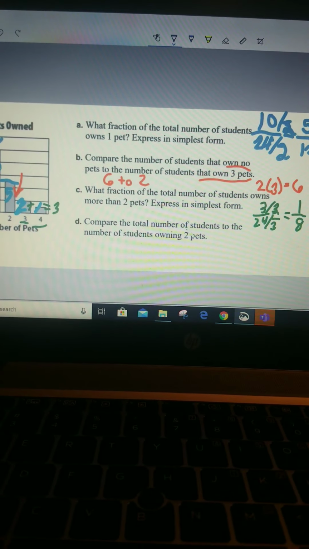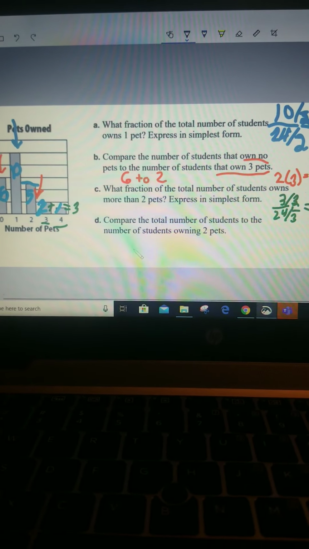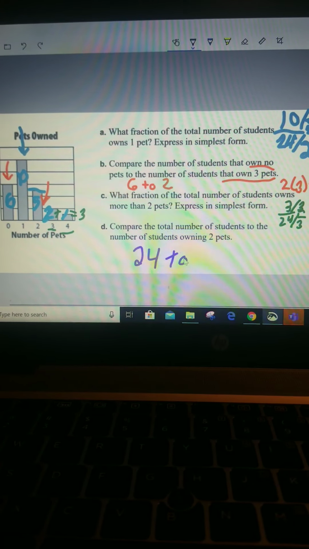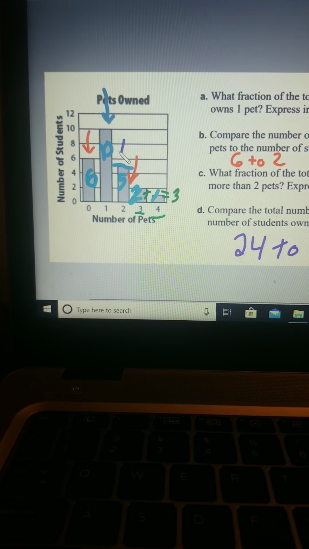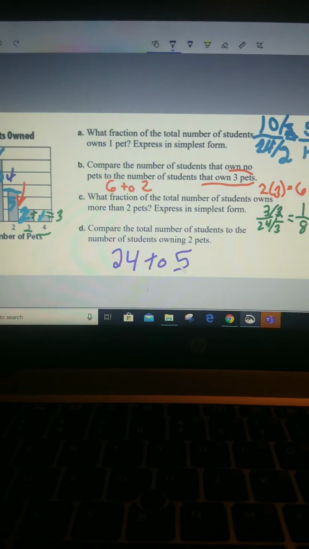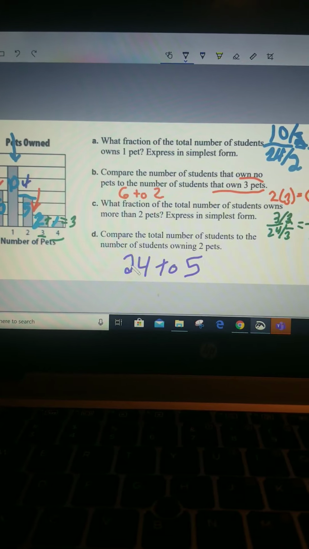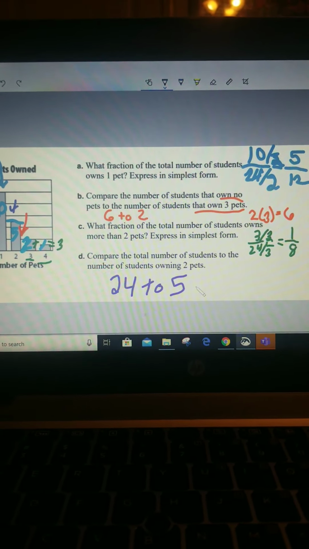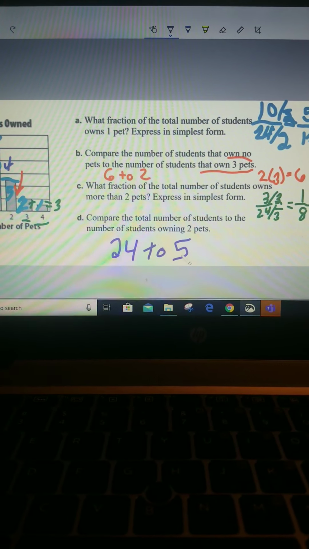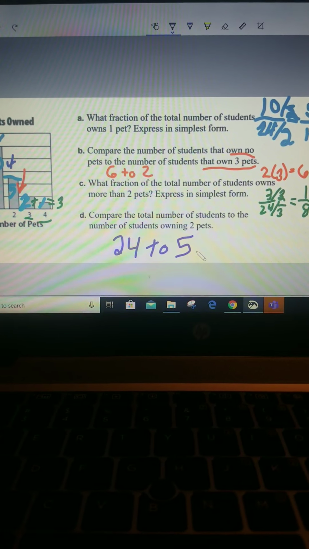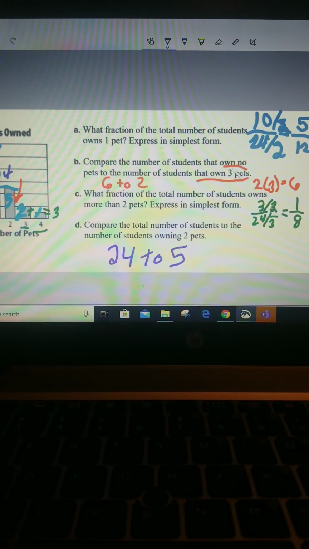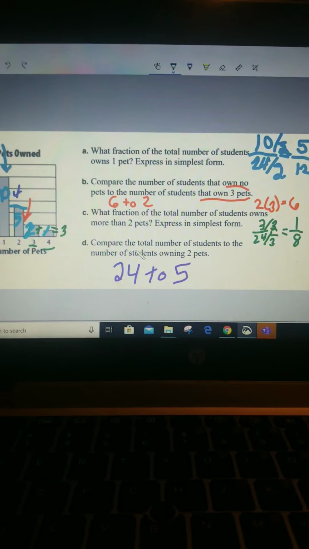The next one says, compare the total number of students to the number of students owning 2 pets. So the total number of students is 24 to those that own just 2 pets. That's this column right here, which is 5. So you would say a little bit less than 1/4 of the students, because 24 divided by 4 is 6 and 5 is less than 6. So you could say less than 1/4 of the students own 2 pets. You could say students who own 2 pets is less than the total number of students. Any of those would actually work. So that is how you compare using bar graphs.